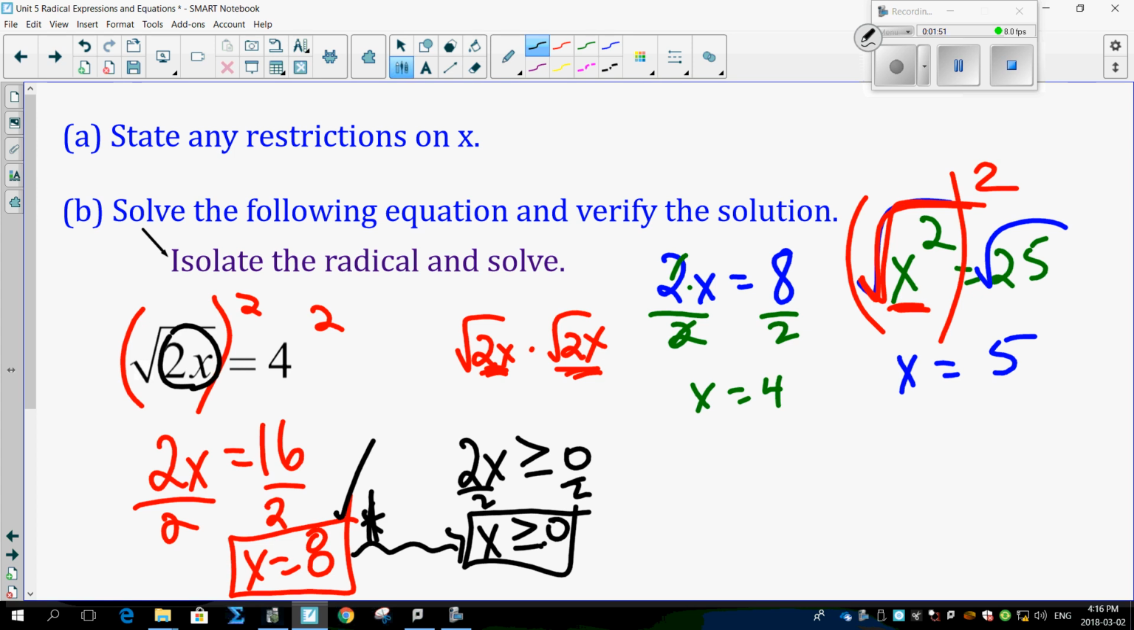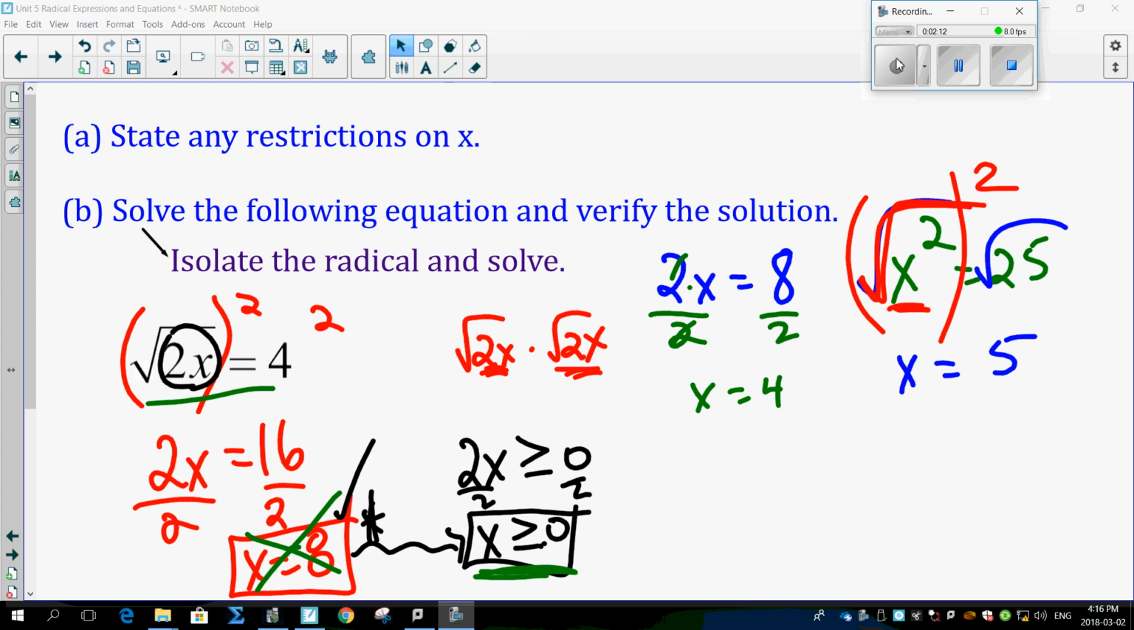But if we had a situation where, let's say, you work this out and this works out to be, just hypothetically, -8. If that works out to be -8, guess what? Your restriction says you've got to be bigger than 0. So that would mean this entire question has no solution. Isn't that cool? I love this stuff.